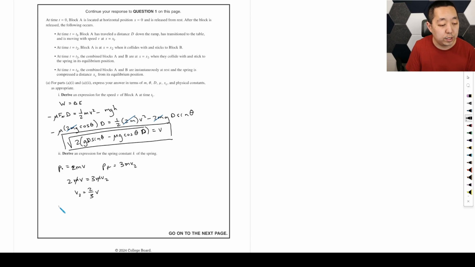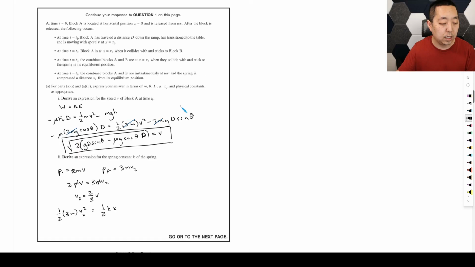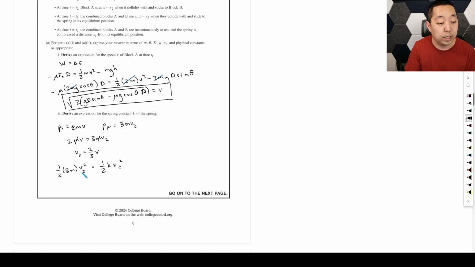And then we're going to use conservation of energy. We're going to say 1/2 3m v2 squared, that's how much kinetic energy we have. That's going to get converted into spring potential energy. And how much did we compress the spring? xc here, so 1/2 k xc squared. And we want to solve for the spring constant. So the 1/2's cancel, and we can move the xc over. So k is equal to 3m v2 squared over xc squared, where v2 is 2/3 of this thing. So when you square it, it's 4/9.